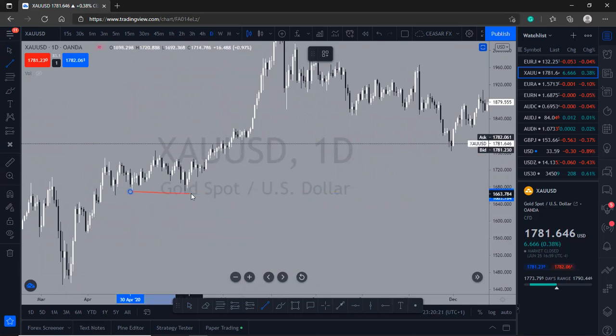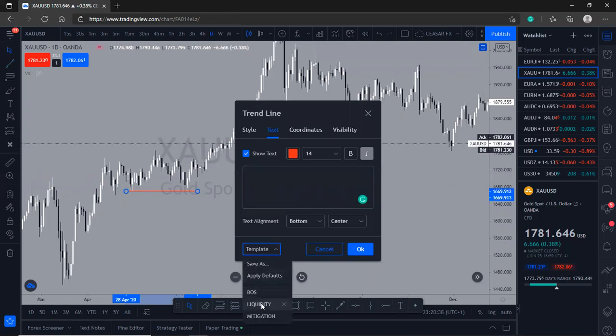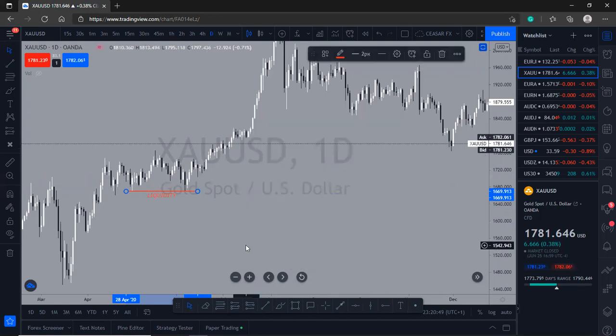From this point to this point, you can see, guys, this thing is clear. Even here, sorry. Let me try to label this one once again as liquidity, to the bottom. All right, so let me try to look it up.